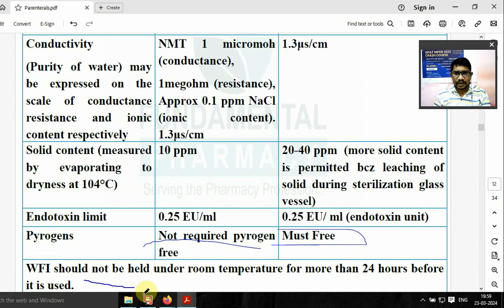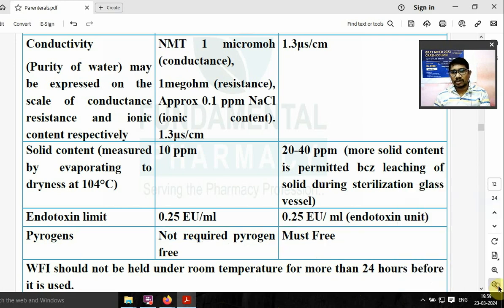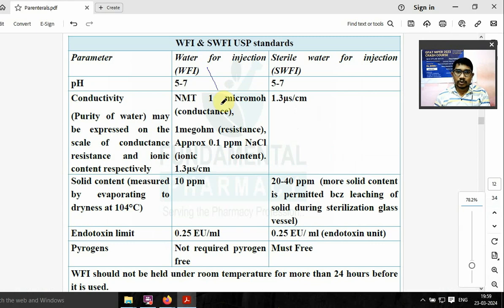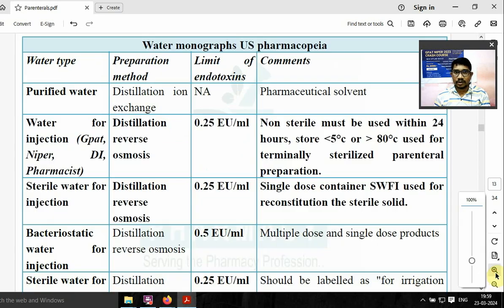Water for injection should not be held at room temperature for more than 24 hours before use. You have to prepare water for injection immediately and use it immediately. You cannot store water for injection for more than 24 hours. And if you want to store it, it is stored at a particular temperature, 80 degrees Celsius. Remember. Next is the monograph for different waters.